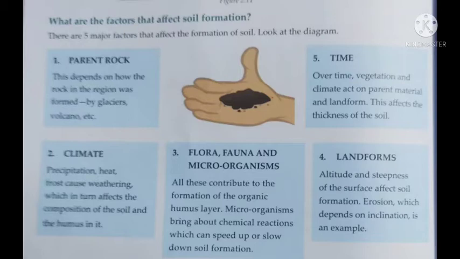Third, flora, fauna, and microorganisms. The fourth one, landforms. Altitude and steepness of the surface affect soil formation. Erosion, which depends on inclination, is an example of it. The fifth and the most important is time. What happened with the time? Over time, vegetation and climate act on parent material and landform. This affects the thickness of soil.